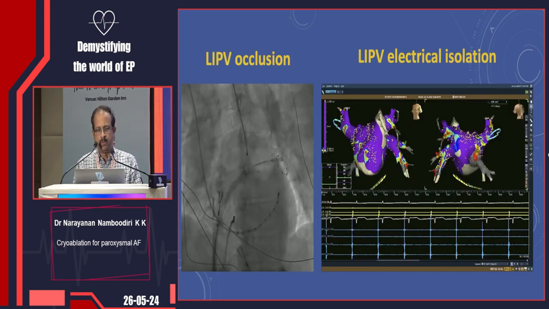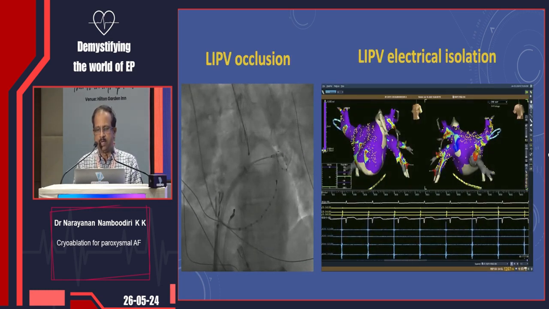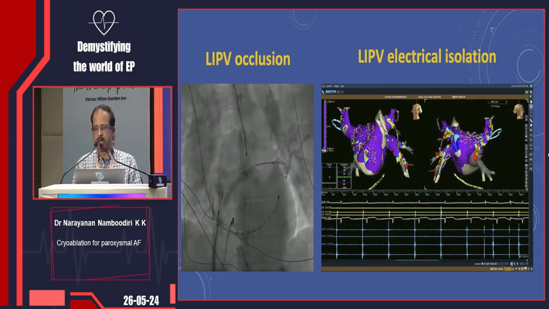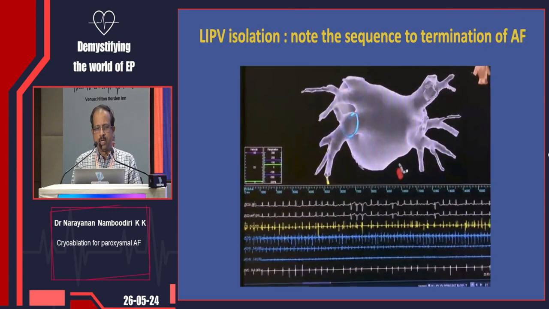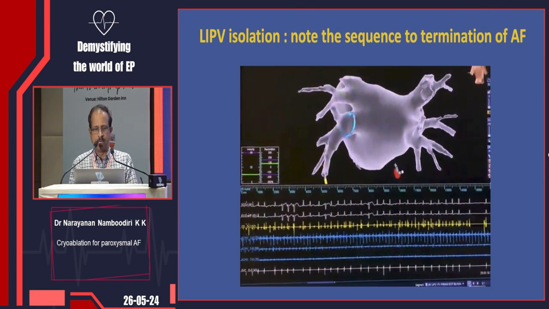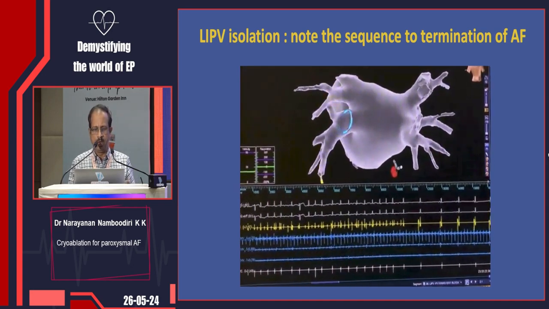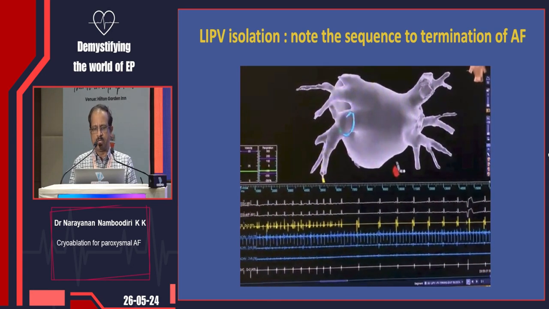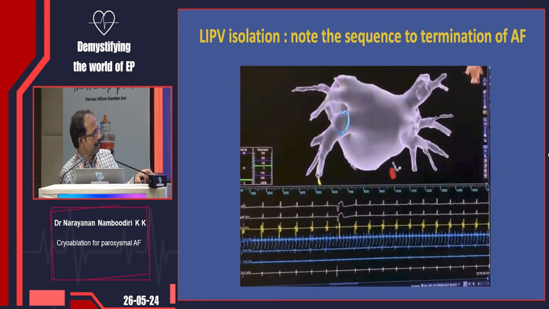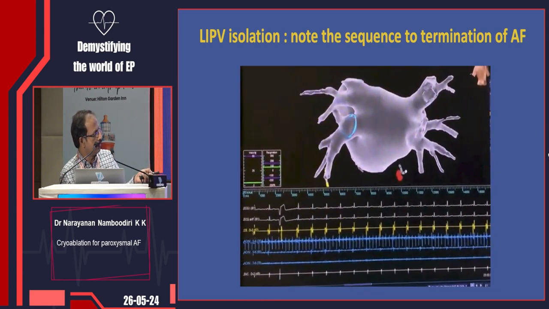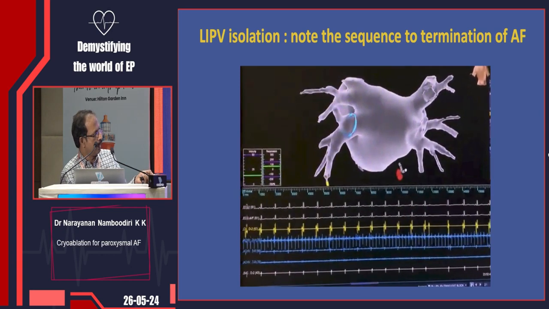Left inferior pulmonary vein isolation, again see the electrical isolation clearly coming up and that is so abrupt. This is the isolation point. In certain cases, like this case, we had isolated the left inferior pulmonary vein, and you can see the pulmonary vein is isolated, but atrial fibrillation goes on inside the pulmonary vein, so the patient is in sinus rhythm, but you have atrial fibrillation going on.